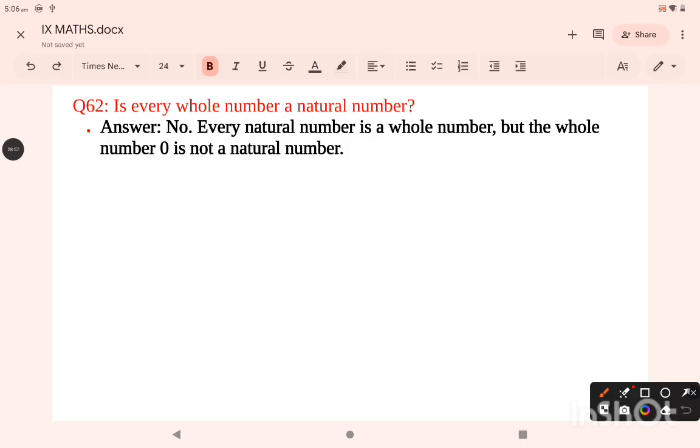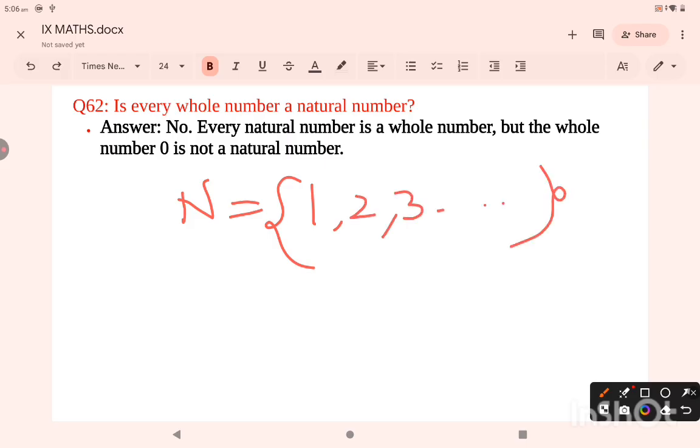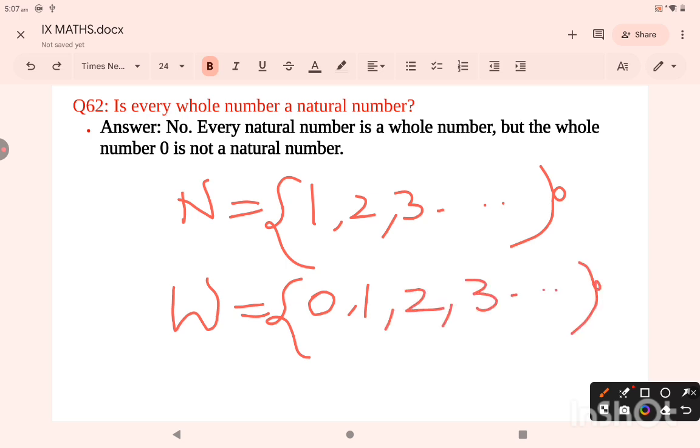Is every whole number a natural number? Here we know that natural numbers start from 1. So N is equal to the set of 1, 2, 3, and so on. All the natural numbers included with 0 are called whole numbers. So whole numbers are denoted by capital W. W is equal to the set of natural numbers along with 0: 0, 1, 2, 3 and so on. This is whole numbers.